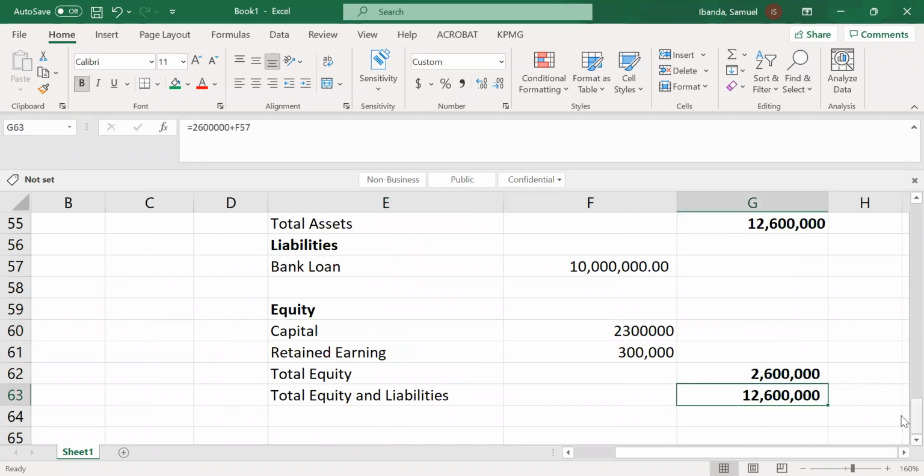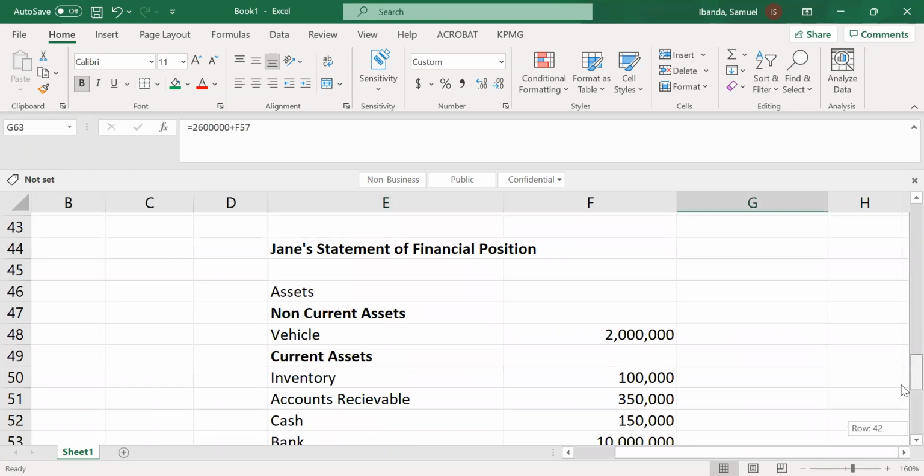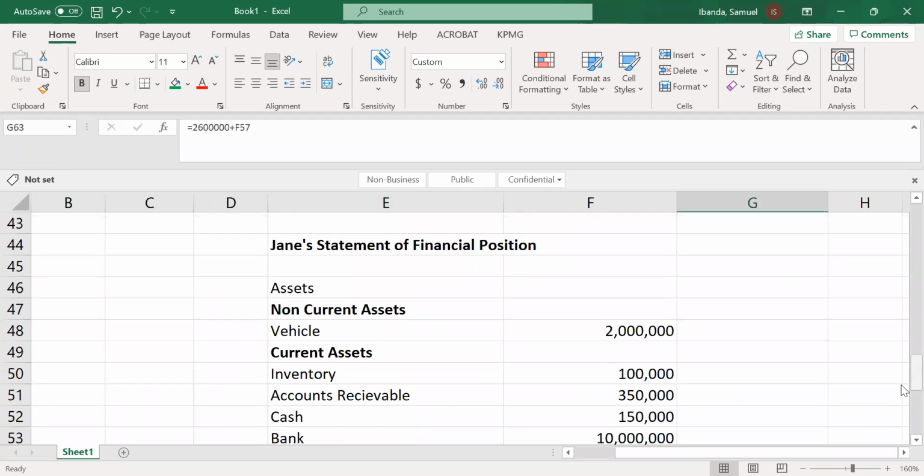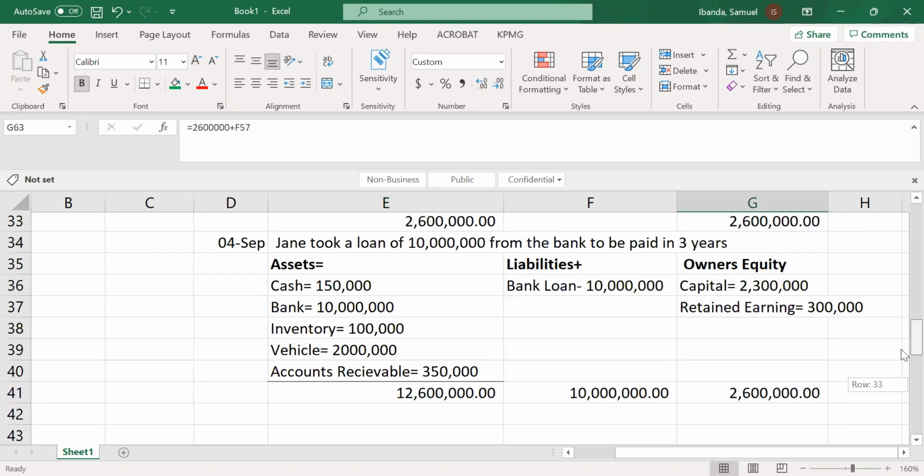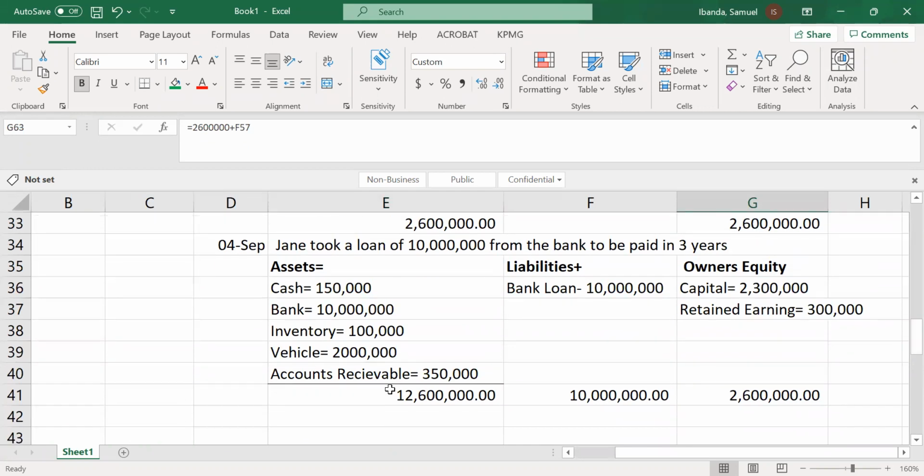So, as per now, when it comes to transferring items from the accounting equation to the final statement of financial position, does any one of you have any issue? Is there anything that confuses?